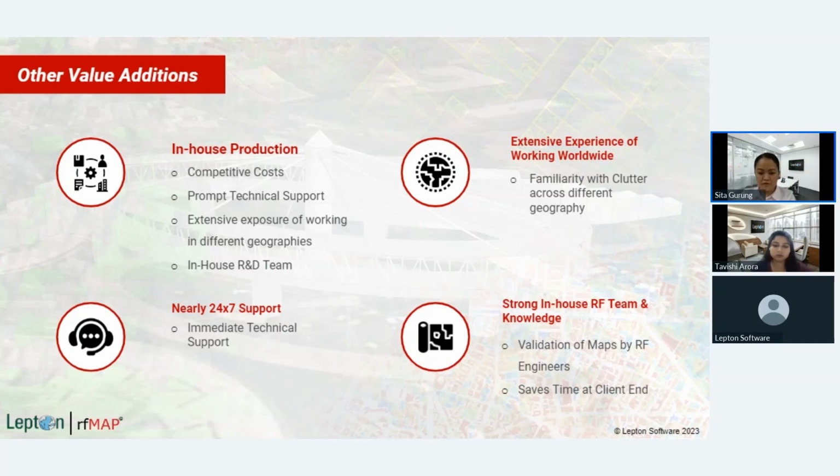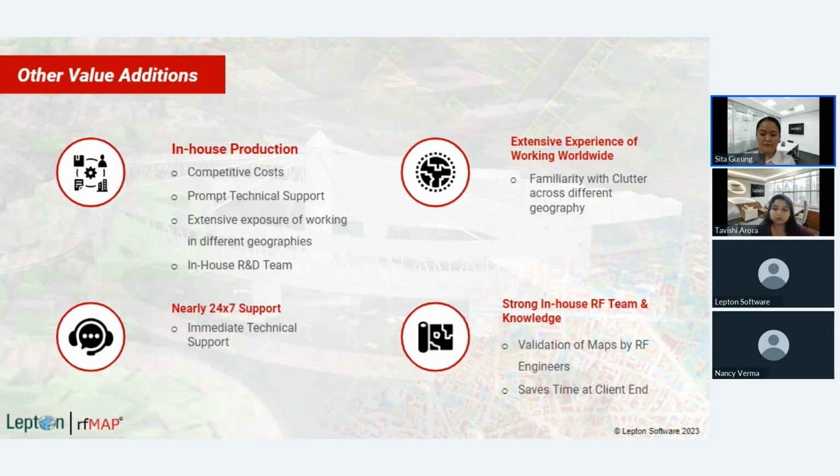Strong in-house RF team and knowledge. Apart from our remote sensing and GIS engineers, we do have our own RF team, highly skilled and with all the knowledge. They can validate our data set. Before delivering these maps to our customer, our own RF team will first validate these data sets, and that's the reason the customer can blindly rely on our data sets. So it will obviously save time at the customer end.